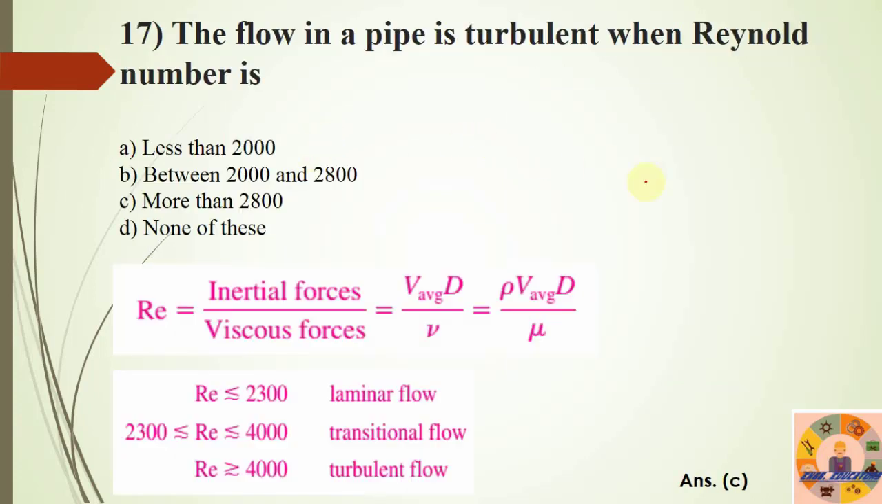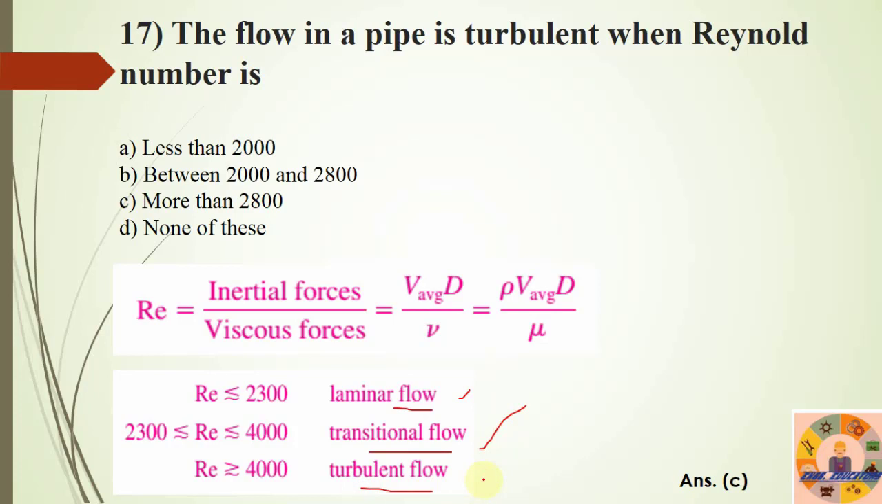The next question is the flow in a pipe is turbulent when Reynolds number is option A less than 2000, option B between 2000 and 2800, option C more than 2800 and option D none of these. So we know Reynolds number is the inertial force divided by viscous force. For pipe flow, if the Reynolds number is less than 2300, then we consider it as a laminar flow, and if the Reynolds number is in between 2300 and 4000, then we consider it as a transitional flow, and if the Reynolds number is greater than 4000, then we consider it as a turbulent flow.